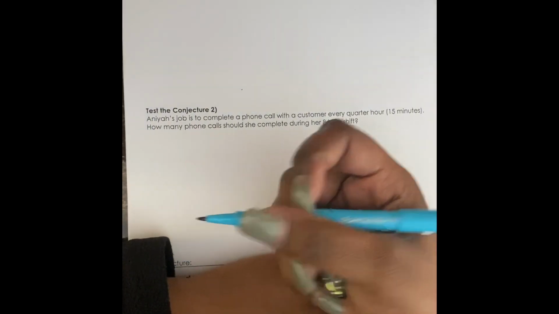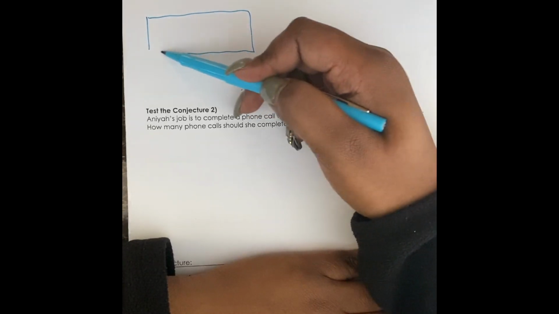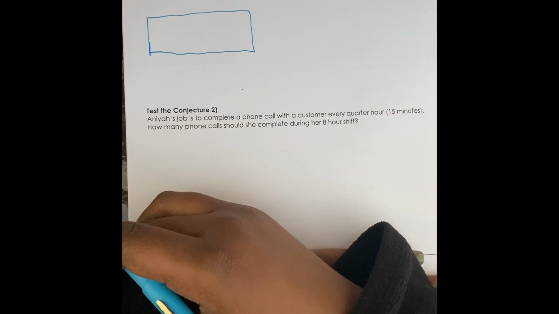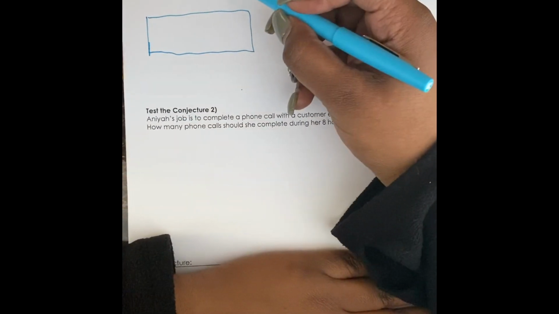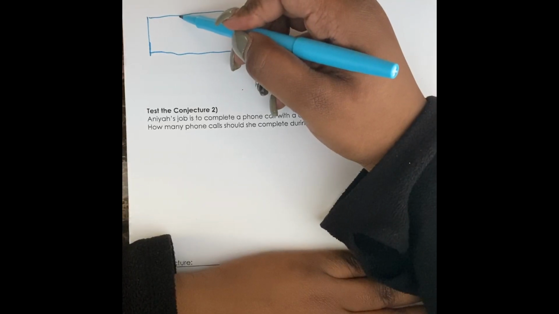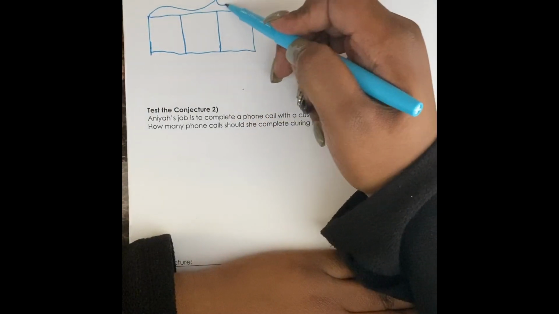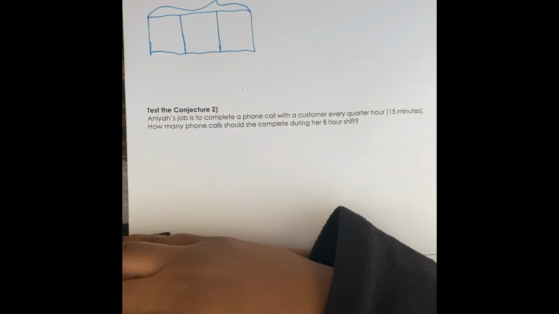Just similar in the Think About It, we are going to first start off by drawing our model. We are going to break down our model using our dividend. So in this case, our dividend is 3. We are going to break our model into 3 parts and label it. Next, we are going to take our divisor, in this case, our unit fraction.